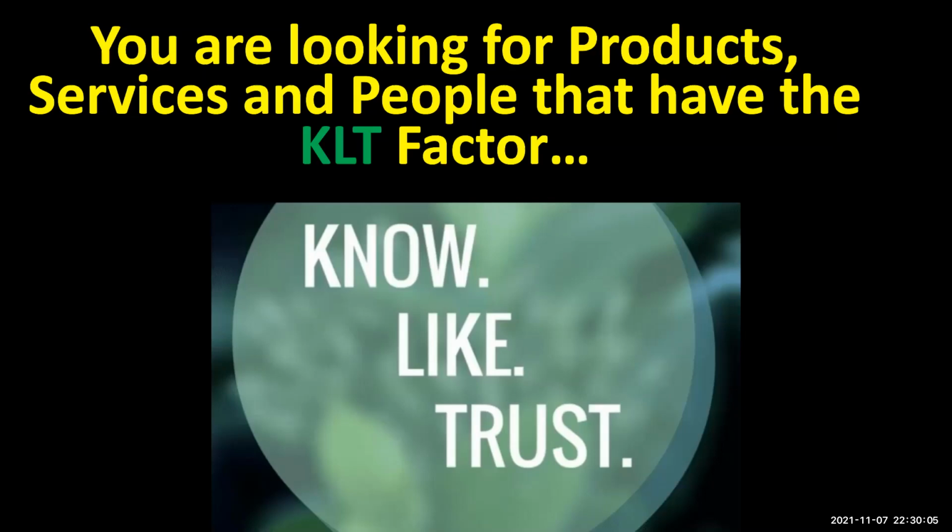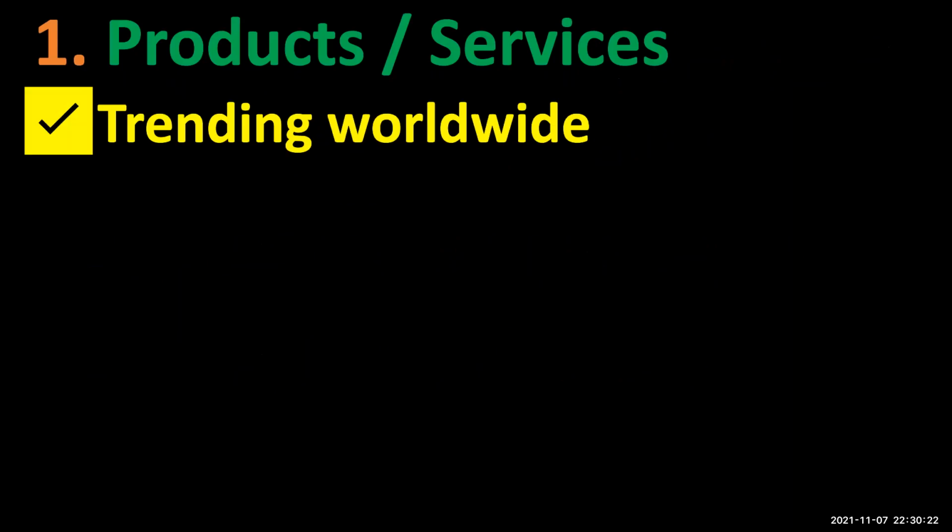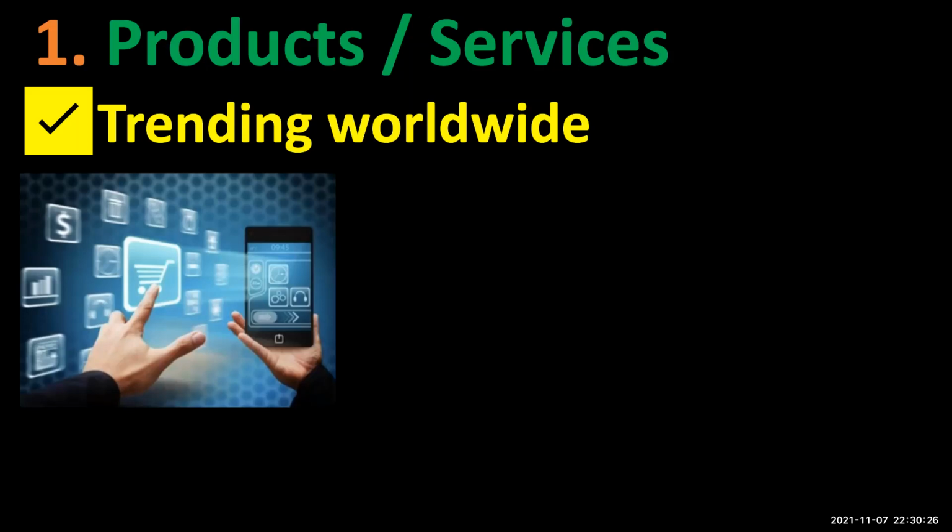And so we're going to focus on these areas, and specifically, we're going to look at key tips to finding the right digital platform with the KLT factor, and that is number one, products and services, and number two, people you know. So let's look at number one. Products and services trending worldwide. And we have a great many of those. I'll bring up a few examples.